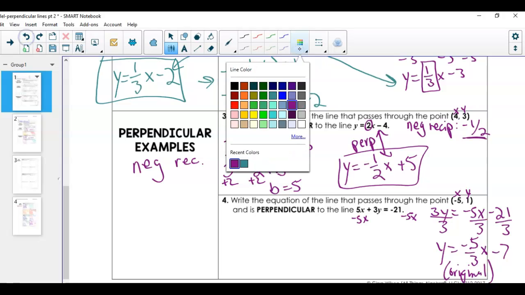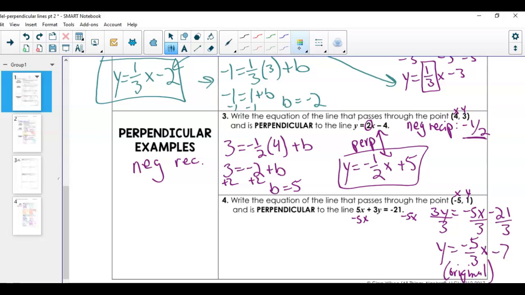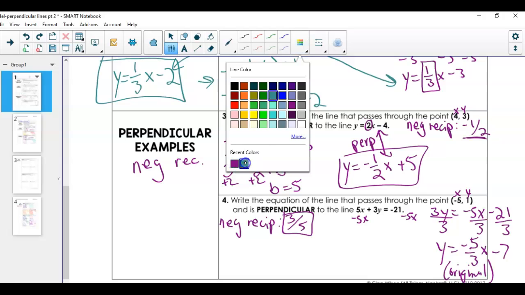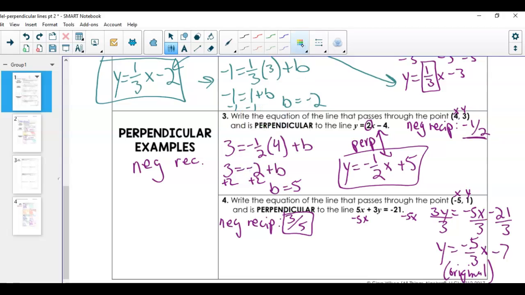And I have to find my negative reciprocal first of what I just found. So if it was negative 5/3, my negative reciprocal would be a positive 3/5. Then I have to use that and my ordered pair to find my new equation.